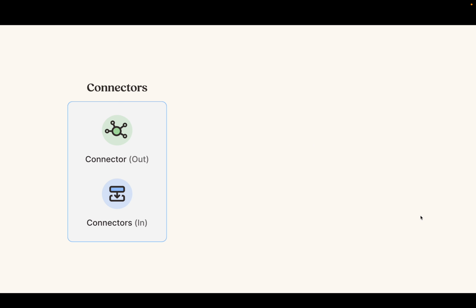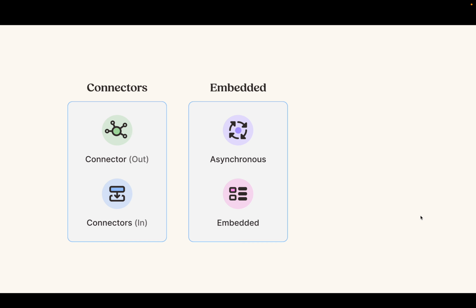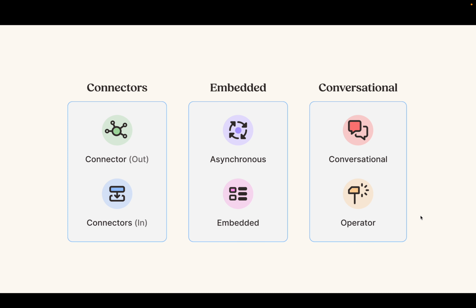So we've looked at 6 different patterns. The first 2 are connectors that let you connect your app to other products. The second are embedded, so agentic actions that just show up naturally inside of your interface. And then the third are conversational, so using natural language to get things done.